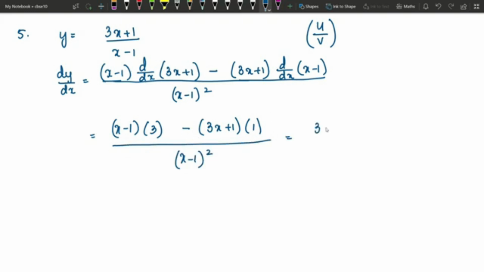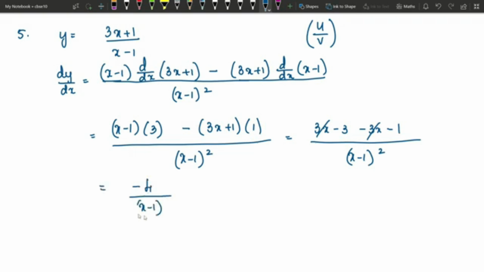This is going to be 3x minus 3 minus 3x minus 1, right? Divided by x minus 1 square. So 3x and minus 3x gets cancelled. So minus 3 minus 1 is minus 4. So the answer is minus 4 by x minus 1 whole square. This is your final answer.